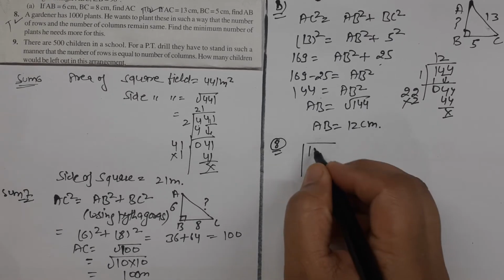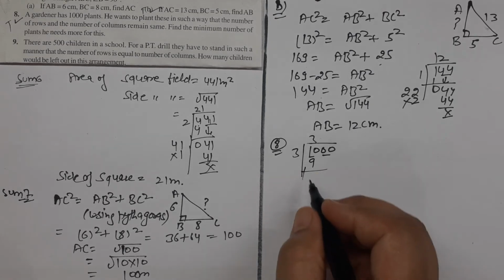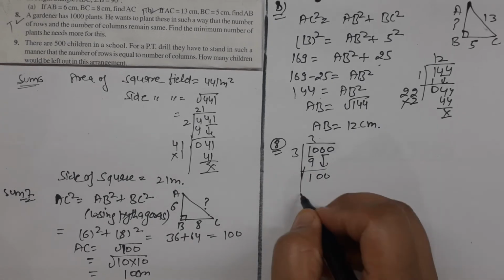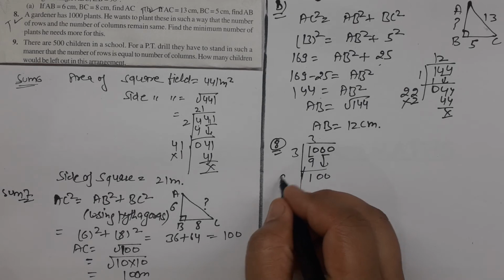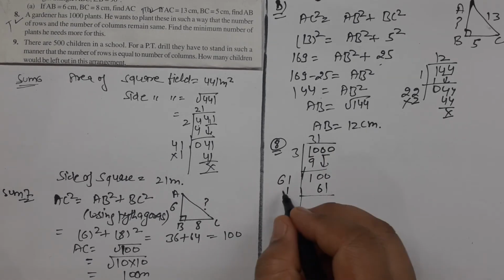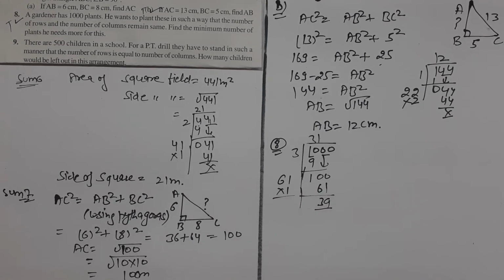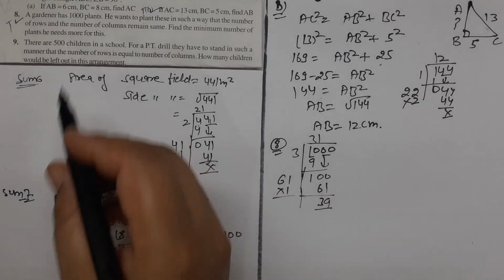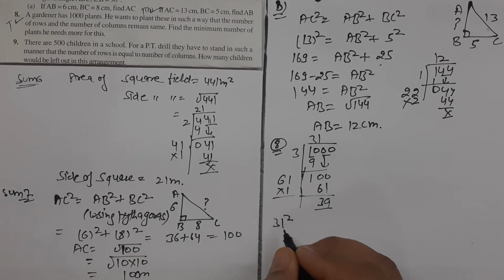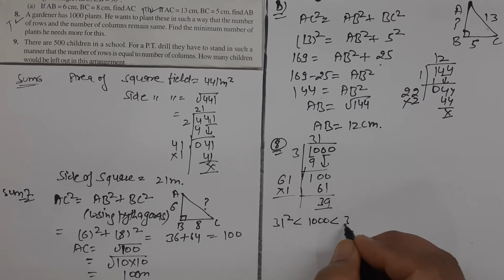Square root of 1000. 3 3s are 9. Subtract 1. Pair 0 0. Double of 3 is 6. Write 1, 61 multiplied by 1. We have 61. After subtracting we have 39, but we have to add. So 31 square is less than 1000, and 1000 is less than 32 square.